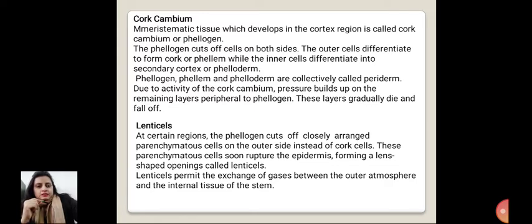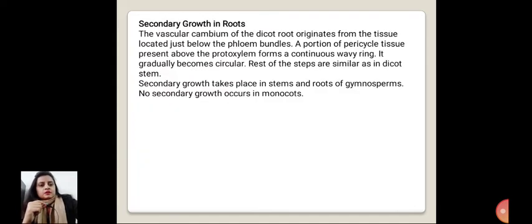Next is lenticels. At a certain region, the phellogen cuts off closely arranged parenchymatous cells on the outer side instead of cork cells. These parenchymatous cells soon rupture the epidermis and form a lens-shaped opening called lenticels. Lenticels permit the exchange of gases between the outer atmosphere and the internal tissue of the stem.